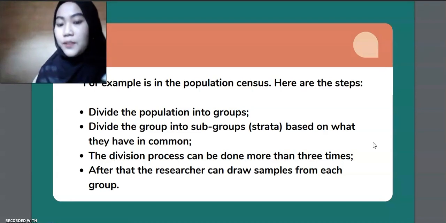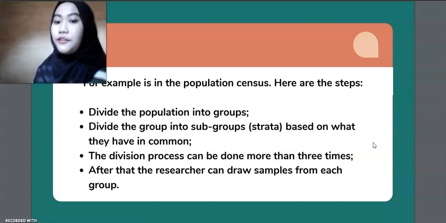Here are the steps. The first, divide the population into groups. The second, divide the group into subgroups based on what they have in common. And the third, the division process can be done more than 3 times. The next is, after that, the researcher can draw samples from each group.